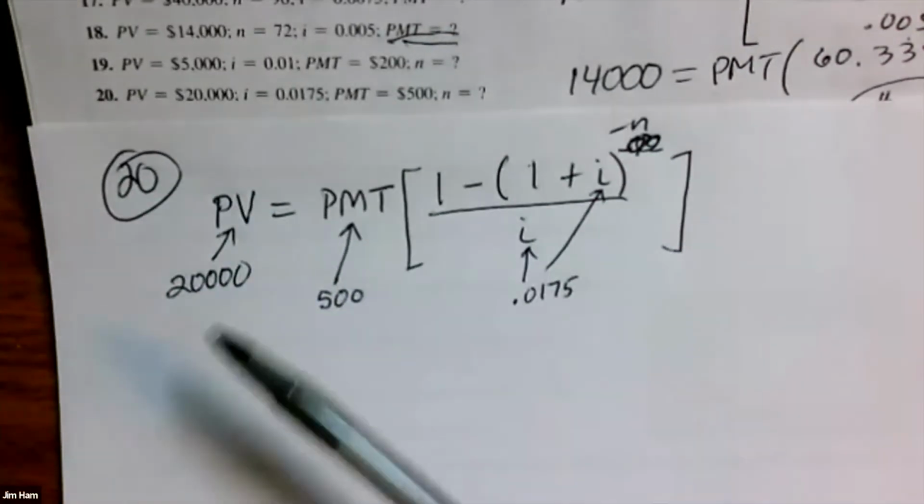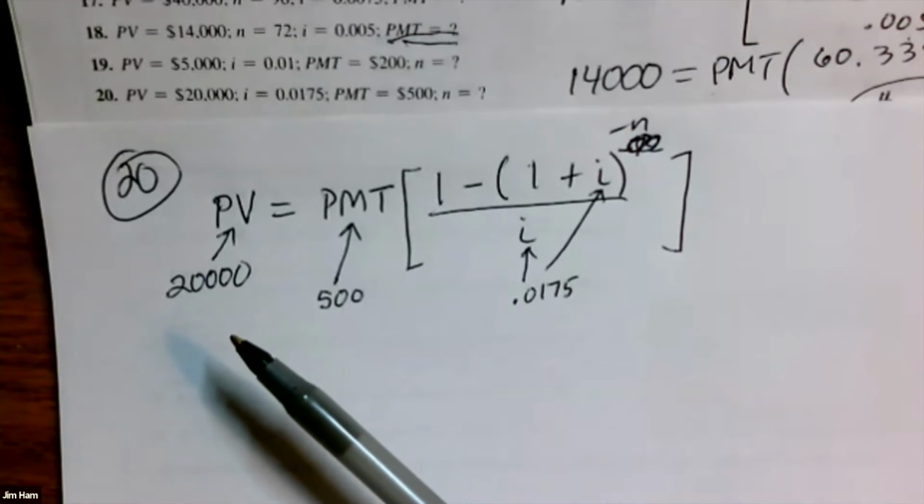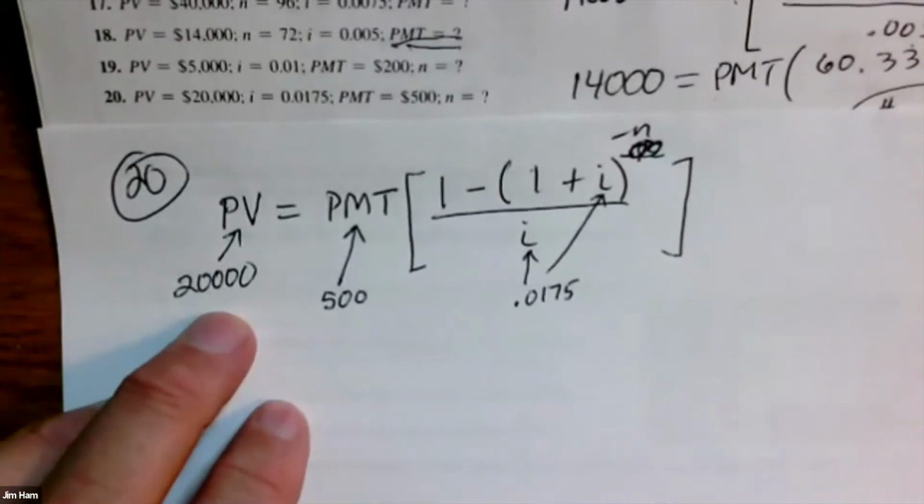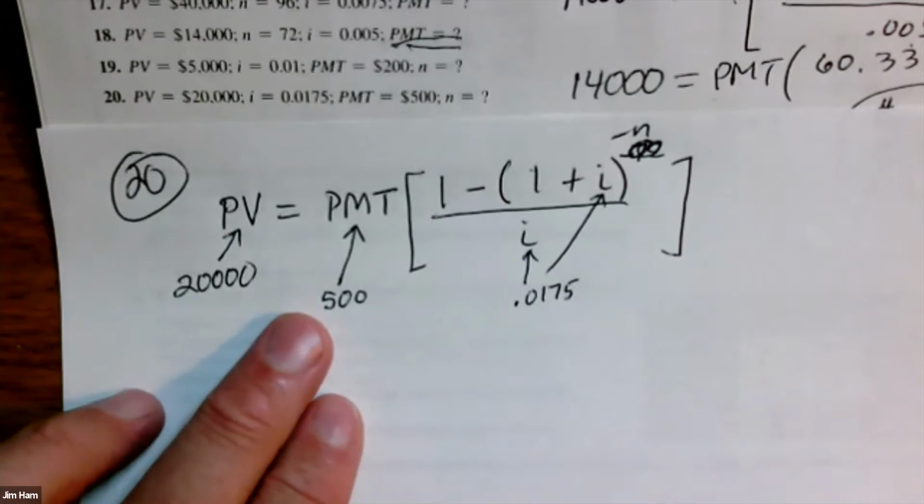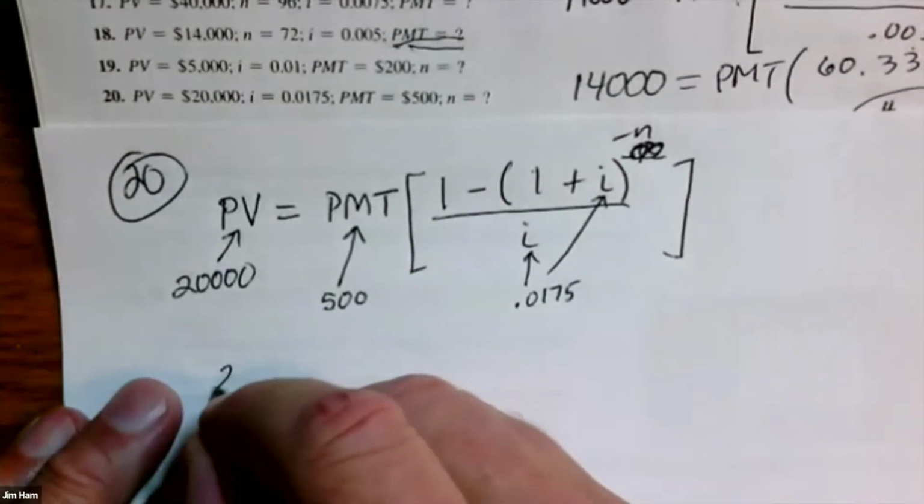Now, in this case, if you just took 20,000 and divided by 500, I think you get 40, sorry, 40. Now, 40 payments, but that's if you just didn't pay any interest. Because you borrowed this money over a period of time, you're going to also have to pay interest. So it's actually going to be more than 40 payments. So let's take a look.